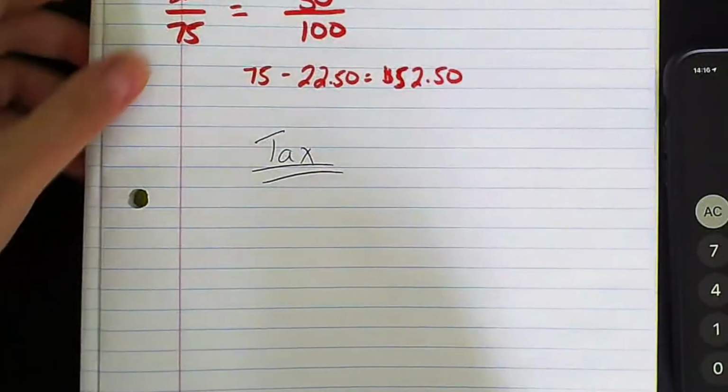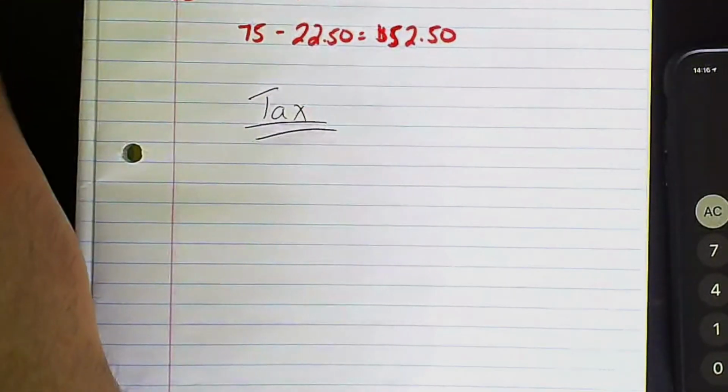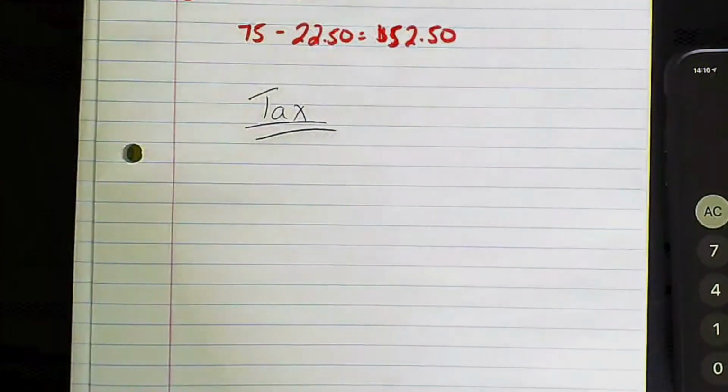Welcome back. So the last video we looked at finding discounts. Today we're going to look at tax. So I'm going to use Ontario's tax system from the year 2020.